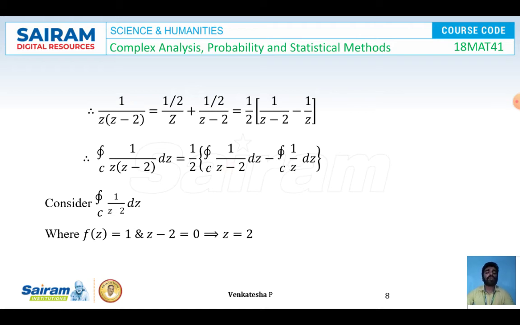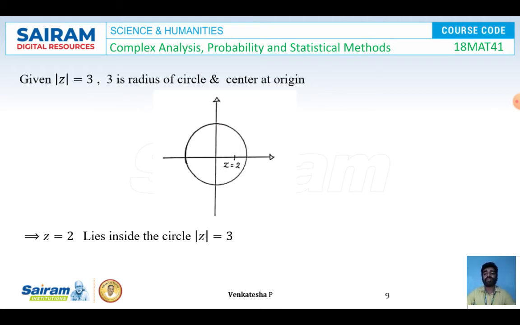Now I am going to solve the first integral, that is, consider the integral over the region C of 1 by z minus 2 dz. By comparing this to the formula, we can say that the function f of z is given by 1 and z will be equal to 2. So now draw the circle of radius 3 with center at origin. Since they have given that mod z is equal to 3, it is a circle of radius 3 and center at origin. After plotting the curve, I got the plot like this, a circle with center at origin and radius 3. Now I am choosing the point z is equal to 2 in the circle.